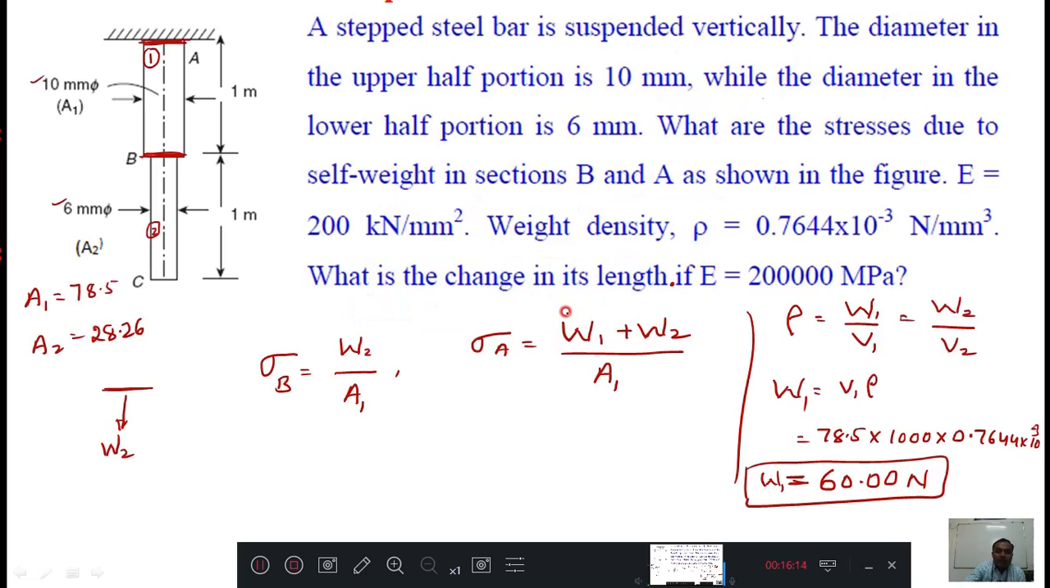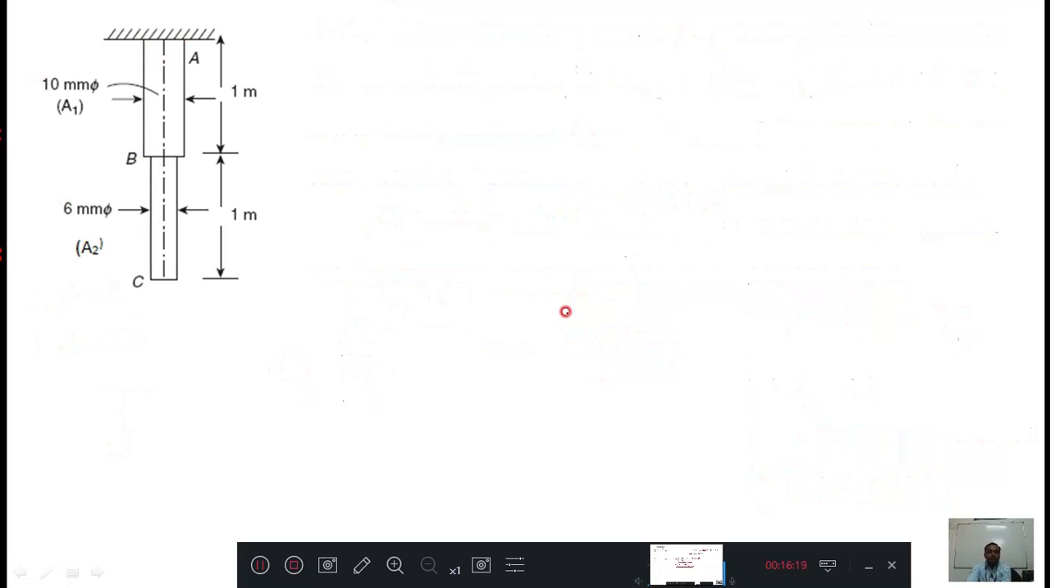Now, very important here is what is the change in its length. First I will calculate it for the second diagram. The second diagram is like this. It is hanging at point B. The upper bar will not contribute anything to the downward bar's elongation. Therefore, ignore the top one, only point B is there, and this is the second body.